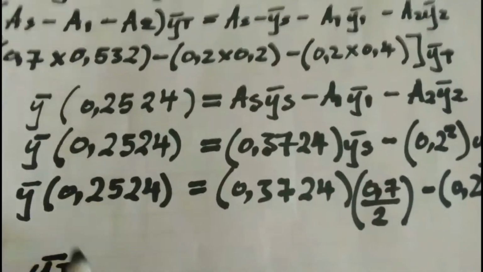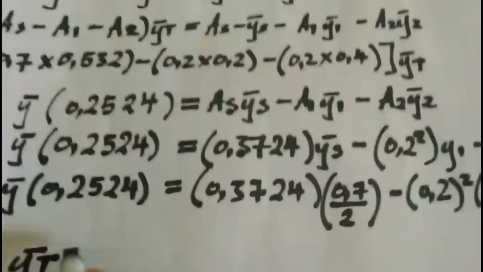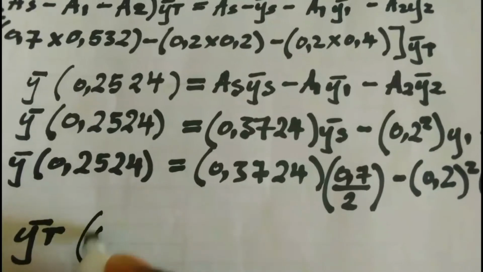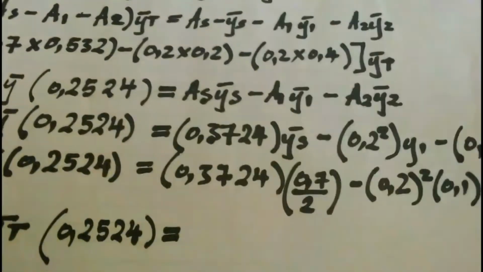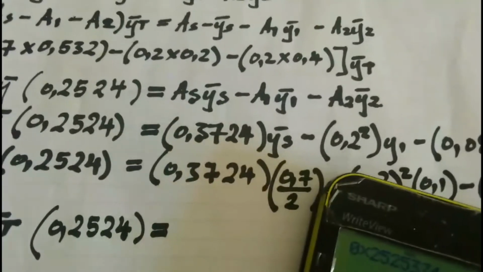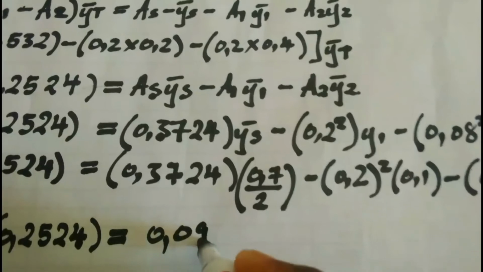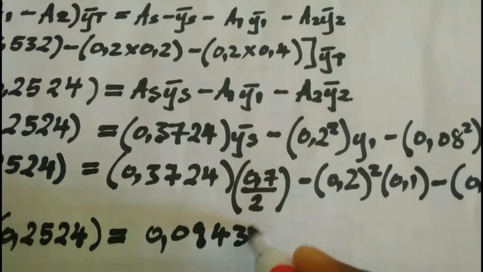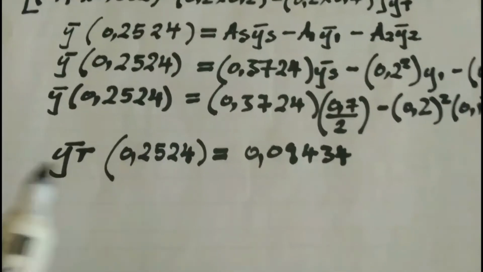So if you punch these figures in the calculator now, we've got Y bar T, that is the total Y bar, the one we are looking for. It's now easy, as you can see. It is multiplied by 0.2524, right? It will be equal to, let me just punch these figures in the calculator, 0.37 multiplied by this one. We've got something like 0.09434, right?